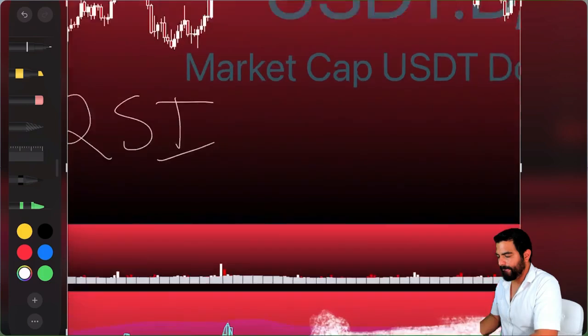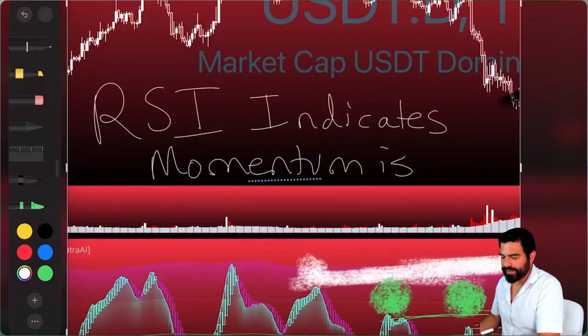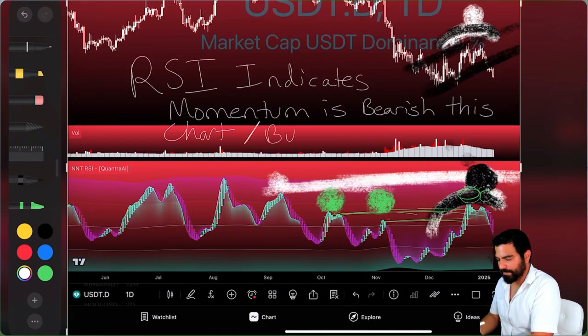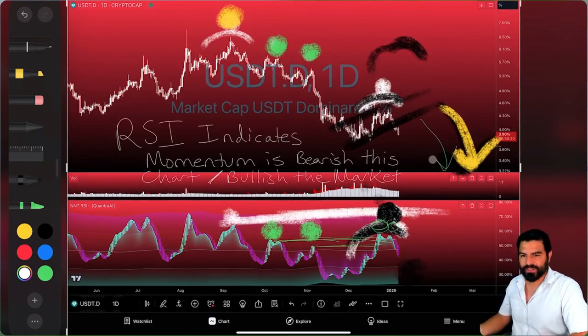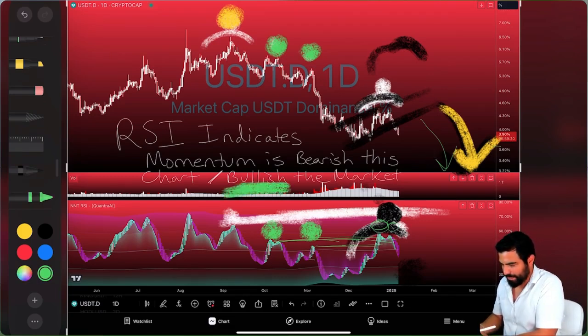RSI indicates momentum is bearish on this chart, but bullish for the market. Okay, so I'm using this as an indicator of what's happening in the market, and I'm going to say the market is bullish. I can highlight that a little bit.